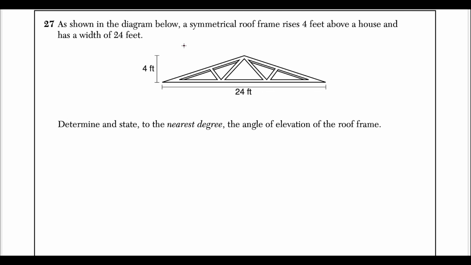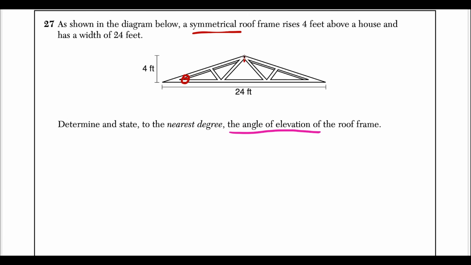So question 27, we have a diagram of a roof, and the frame goes 4 feet above the house, and there's a width here of 24 feet. And we need to determine and state to the nearest degree the angle of elevation of the roof frame. So that's this angle over here, which I'll just call theta. So to find this, notice that this is symmetric. That's a big detail here.